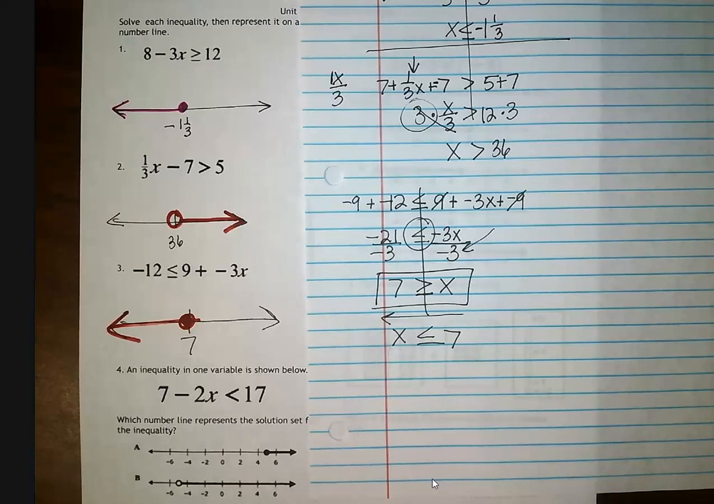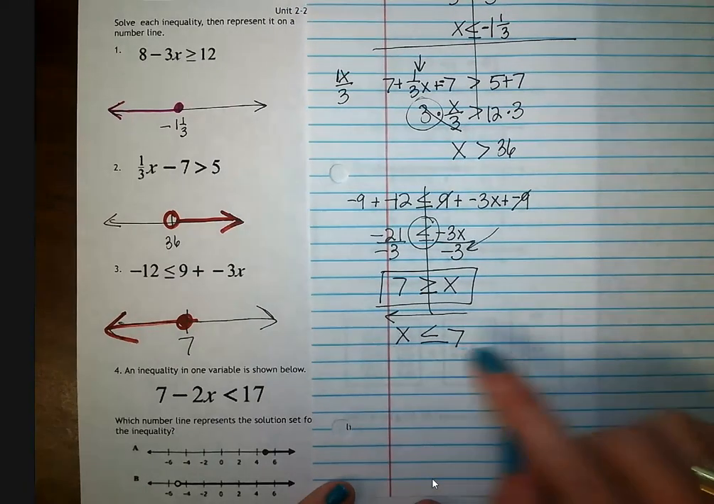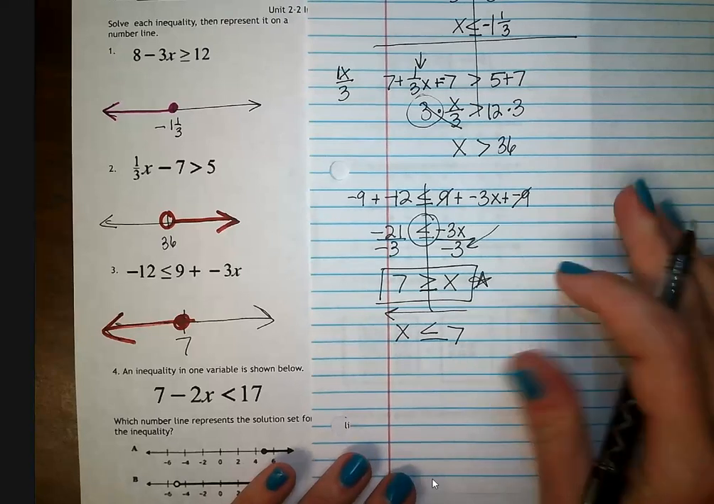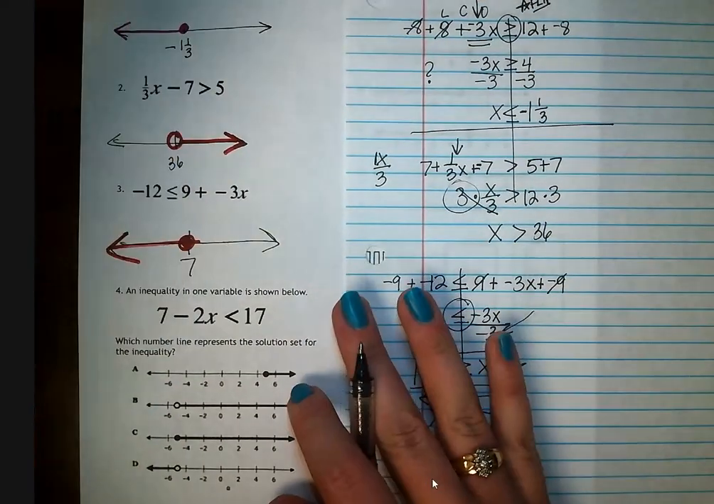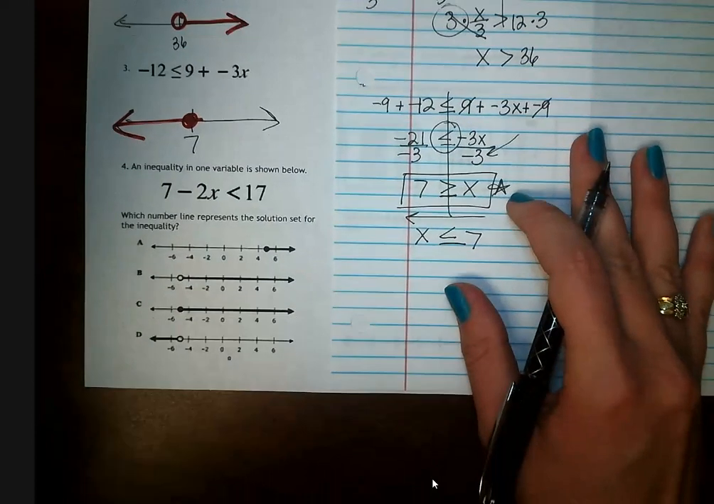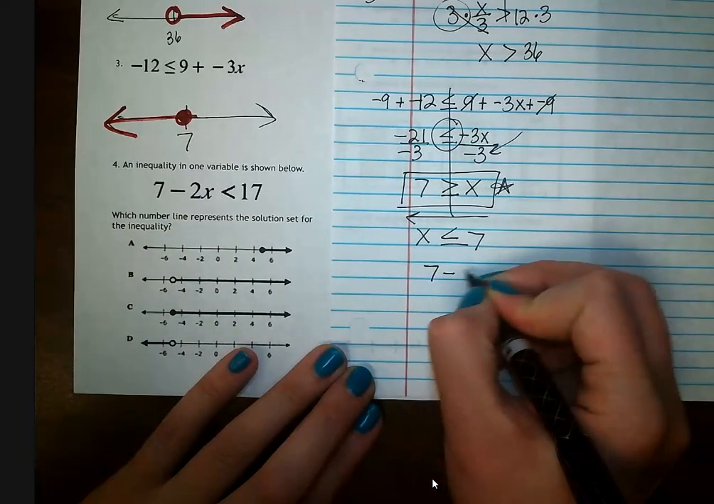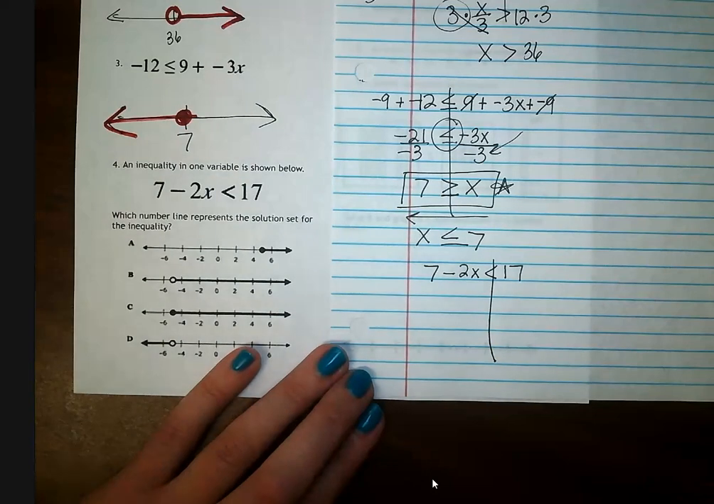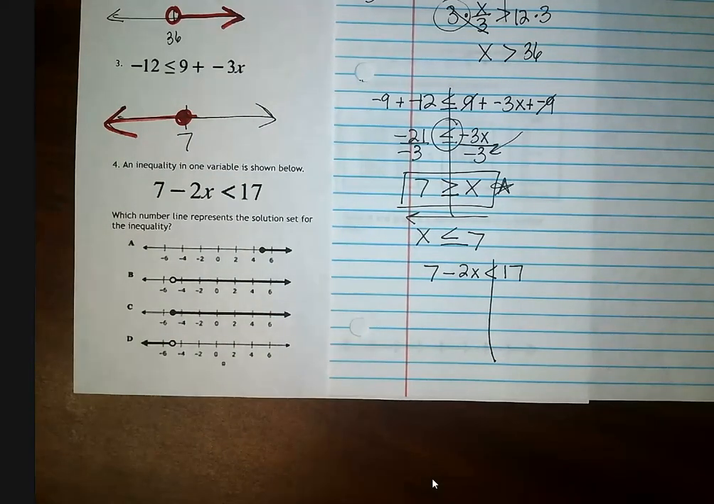That's one of the biggest mistakes some of us are making, is we're just forgetting to adjust because our variable's on the right side. Okay, so question number 4. We've got 7 minus 2x is less than 17. And I'm gonna solve this one, but I'm gonna walk us through a little bit of problem solving here.